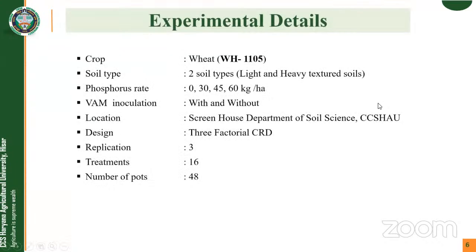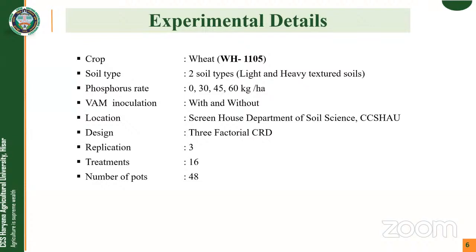Okay, ma'am. The experimental details were: the crop used was wheat, the variety was WH1105, in two different soils, that is light and heavy textured soil. There were 4 different rates of phosphorus, that is 0, 30, 45 and 60 kg per hectare, each with VAM and without VAM. The experiment was conducted in the Greenhouse, Department of Soil Science, CCSHAU Hisar.